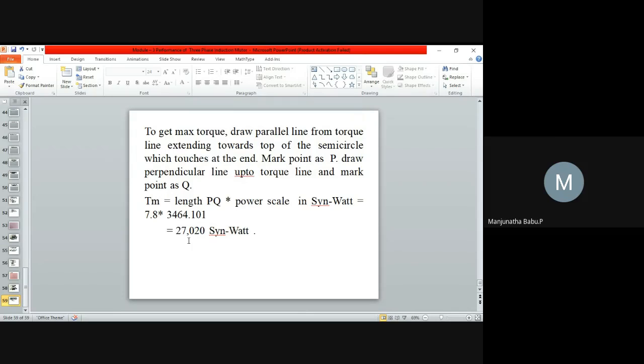So we'll be getting 27,020 in synchronous watts. If I want to get it in terms of Newton meter, divide this by 2 pi Ns divided by 60. Please remember it is Ns, not N. If the number of poles is given, then we can find the maximum torque in Newton meter. Got it?